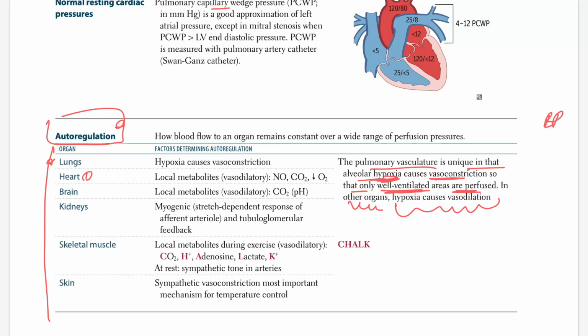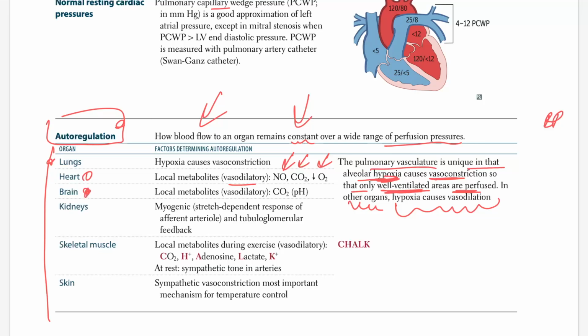In the heart, the local metabolite vasodilators are your nitric oxide, your carbon dioxide, your low oxygen. So when you have these vasodilators in the heart, they will cause the release of local metabolites, and those local metabolites will maintain the constant blood flow wherever there is a change in the perfusion pressure.